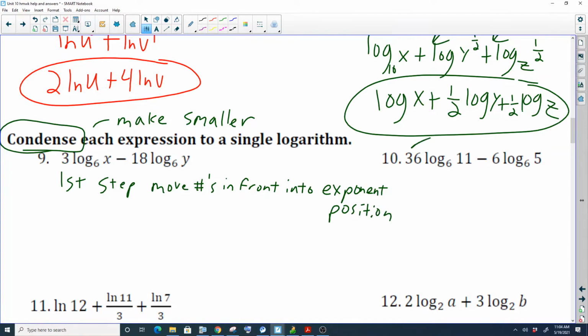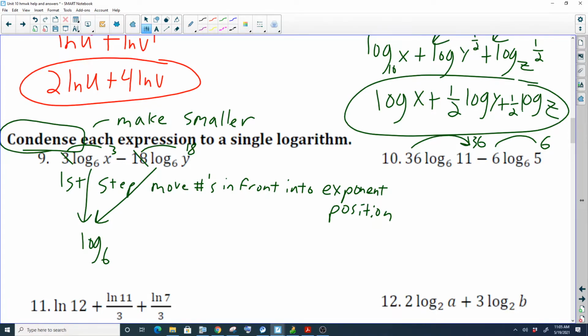Well, if there's a 36, you want to move it in front like that, so 11 to the 36, or 5 to the 6. So in this one, we want to move the 3 there and move the 18 there, right? And so do the exponents first. Then after that, our 2 log base 6s are going to become 1 log base 6, right? 1 log base 6.